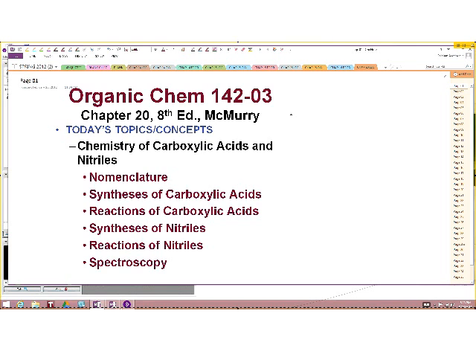Okay, so for today we are going to start with Chapter 20. Chapter 20 is concerned with the chemistry of carboxylic acids and nitriles. Of course, we are going to discuss nomenclature, synthesis, and reactions of these classes of compounds. And then if we have some time at the end of this chapter, we should begin to do a review of spectroscopy.